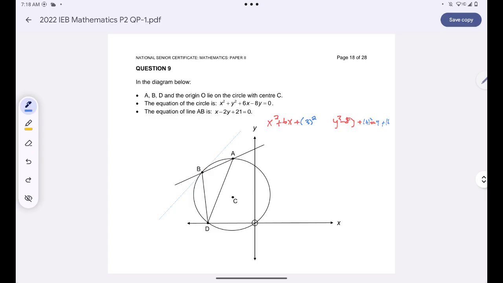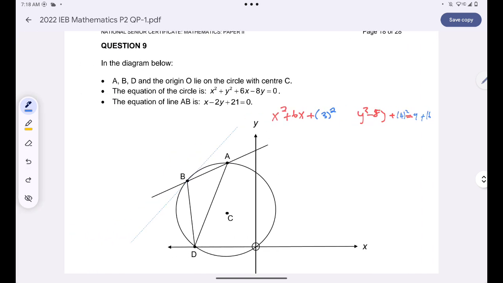I just need to factorize. For me to factorize after completing the square, it's quite simple, ne? Just open a bracket, put a square over there. Find the square root of the first term, that's x. Square root of the last term, that's 3. Take the sign of the middle term. And then do the same thing for y as well. Square root of the first term, that's y. Square root of the last term, that's 4. Take the sign of the middle term.